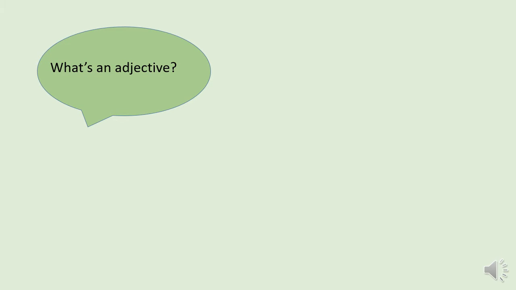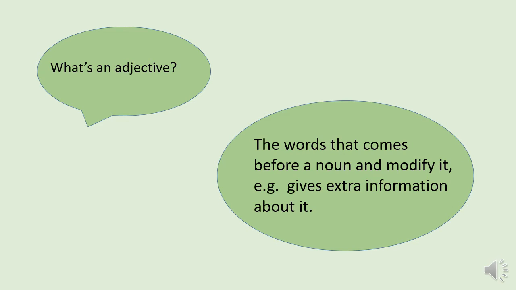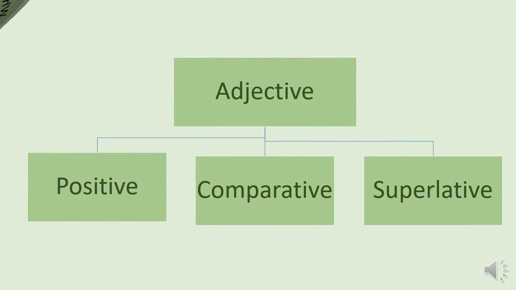Dear students, before going through the comparison of adjectives, we have to know what an adjective is. Can you remember what an adjective is? Yes, the words that come before a noun and modify it, that is, give extra information about it, are adjectives. And as we all know, adjectives have three forms: positive, comparative and superlative. So let's have a short description of these three forms.